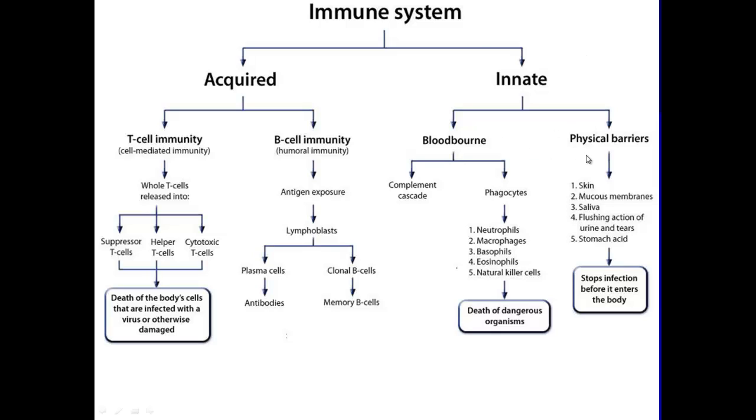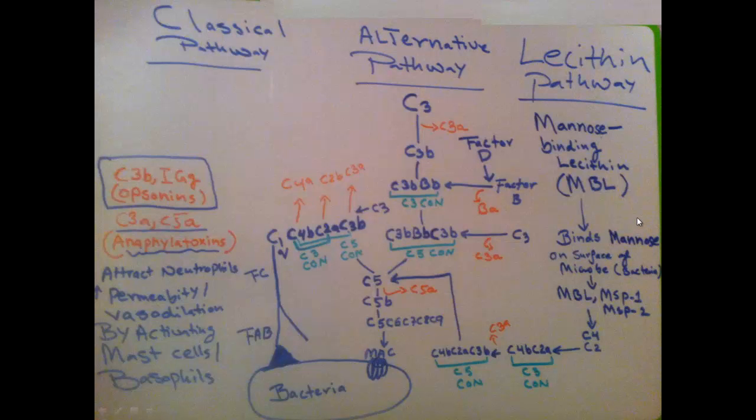It comprises the physical barriers such as the skin, mucous membrane and so on, as well as the blood-borne phagocytes and the complement cascade, or the complement system. Let's look at the next slide to see how the complement system and the different pathways that it adopts deal with the pathogens or microbes. This slide looks very complicated, but it's not. In fact, it's very easy. It's divided into classical, alternative and lectin pathways.